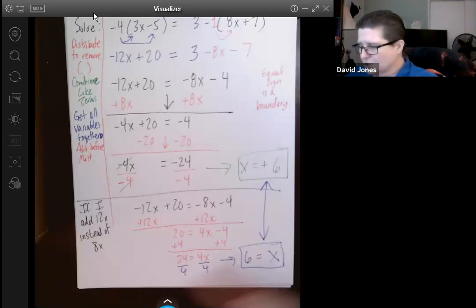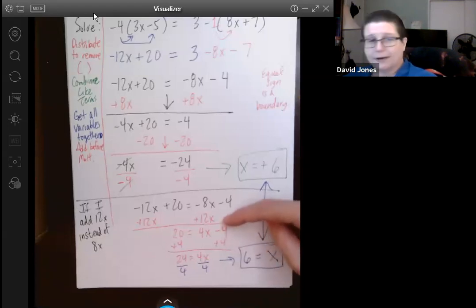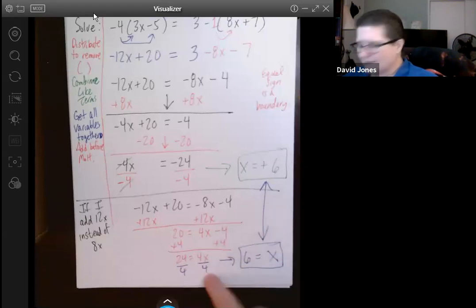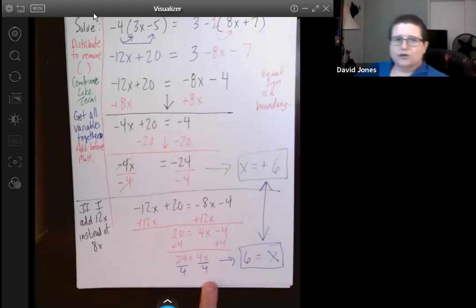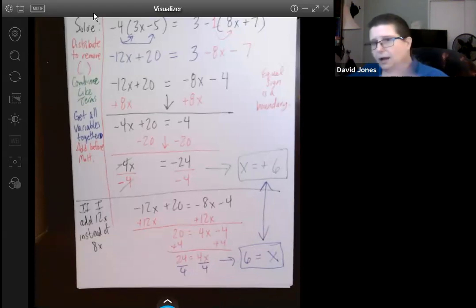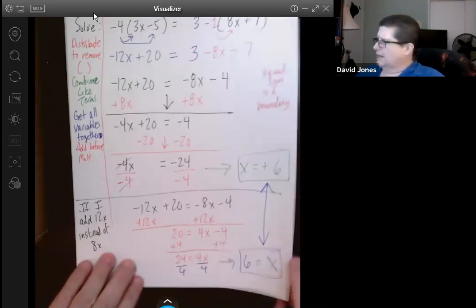By making it so that I resulted with a positive 4x by moving the 12x, I make sure I don't make the mistake of forgetting to divide by a negative number. There's no negative here to worry about. Both solutions work, both methods work. Please use the one that works best for you. Note that these two are equal though. Okay? They don't have to be pleasant.